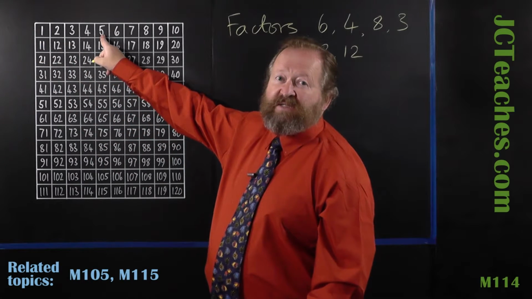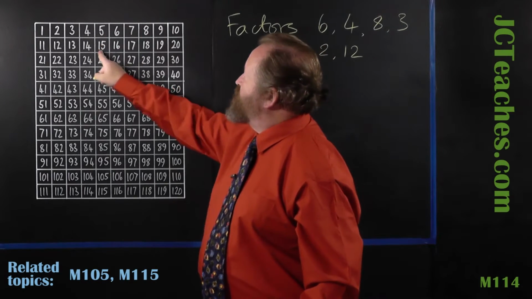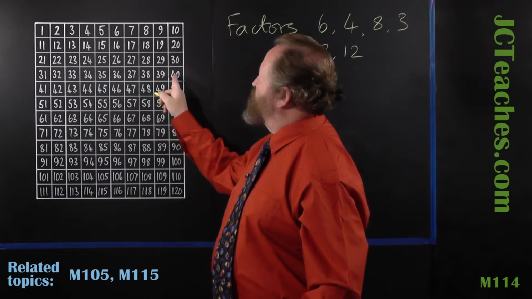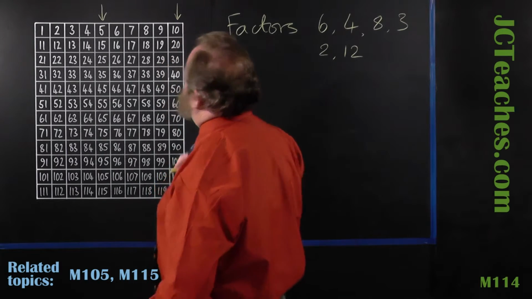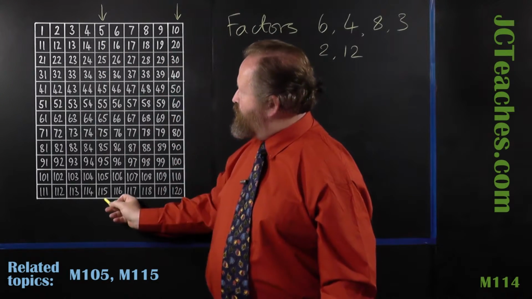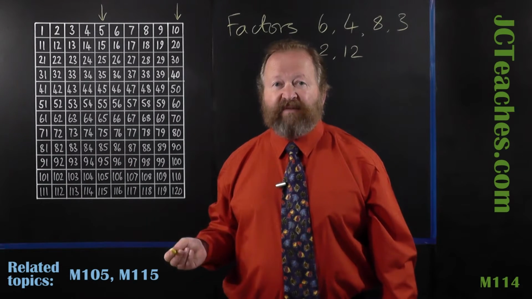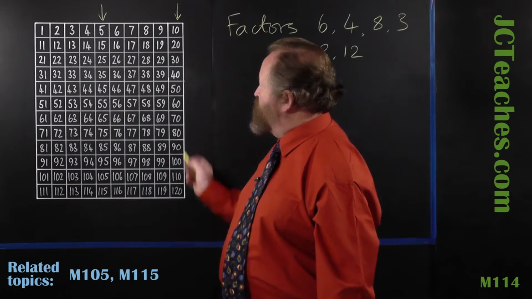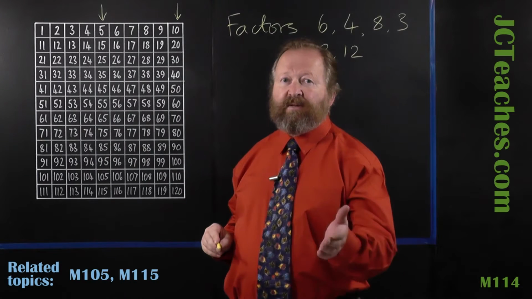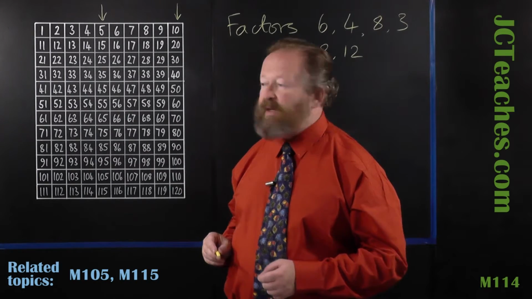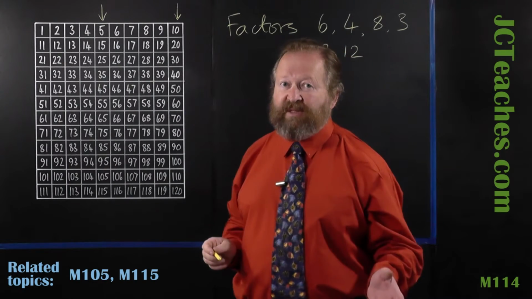5, we can easily see the 5 times table on this grid of numbers, because 5, 10, 15, 20, 25, 30, 35, 40. So the 5 times table is that column and that column. All these numbers down here and all these numbers down here are multiples of 5. And 5 is a factor of all of those numbers. These numbers, incidentally, are also all multiples of something else. They're multiples of 10. So those are numbers 10 goes into exactly. That is your 10 times table.